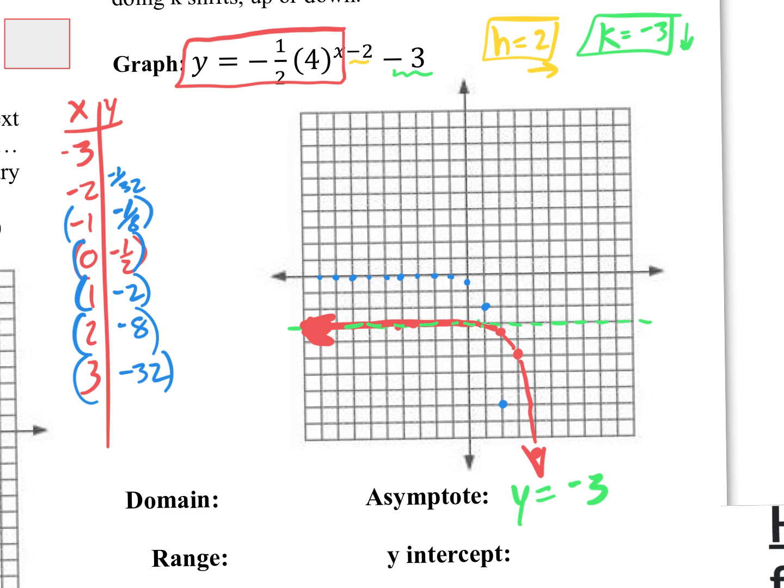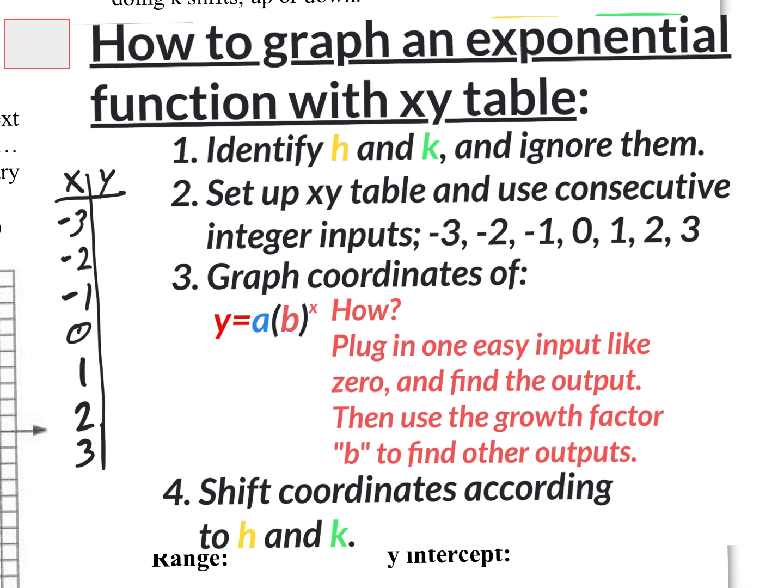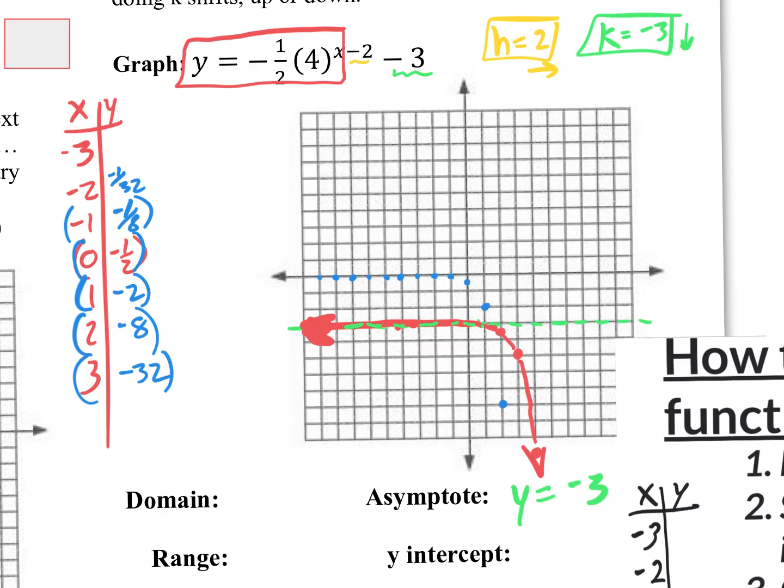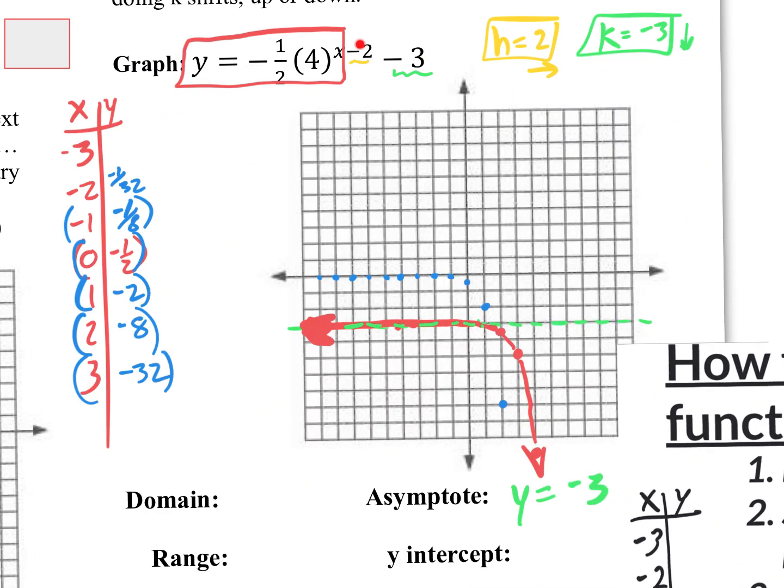So let's go through the steps one more time. Step one, identify H and K, ignore them. I do that by boxing it in, ignoring H and K. I write down H and K. And then I get my coordinates. I use the growth factor to make the answers easier.